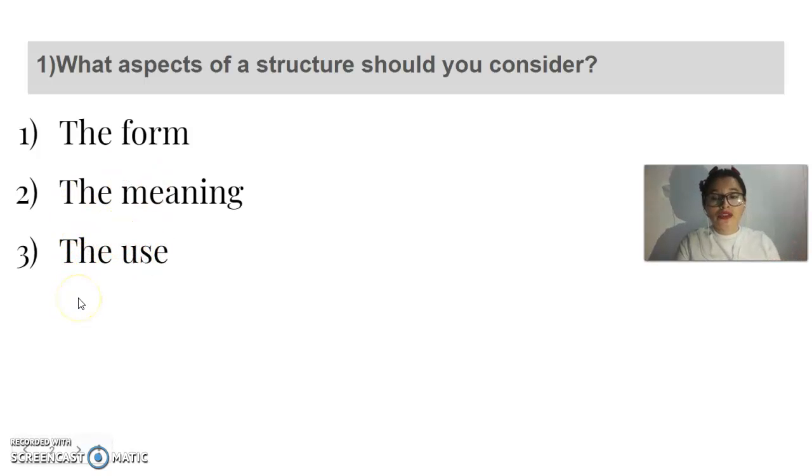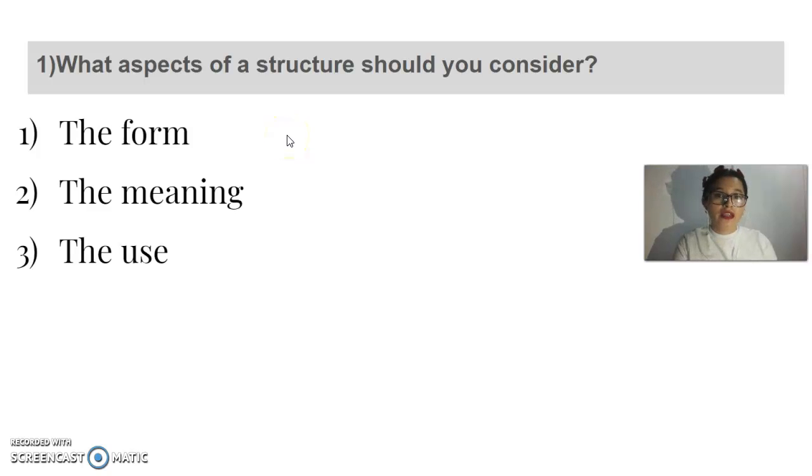Also, it is important to consider the use, because, as I mentioned before, it's important to know the form in order to know in which way we need to write something. It is important to know the meaning in order to comprehend, and it is important to know the use in order to apply this in a conversation, in a writing, or in something that will help us improve. It is important to consider these three aspects in order to improve our structure, our grammar, our speaking, etc.